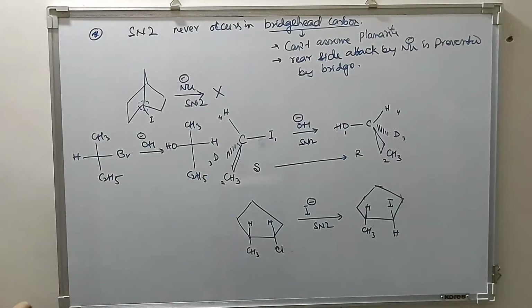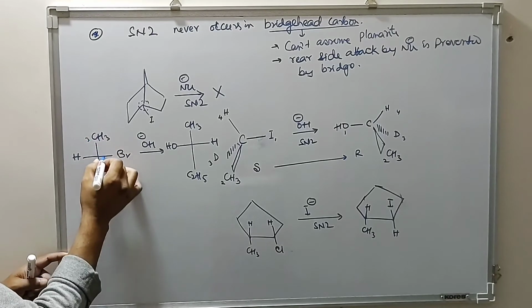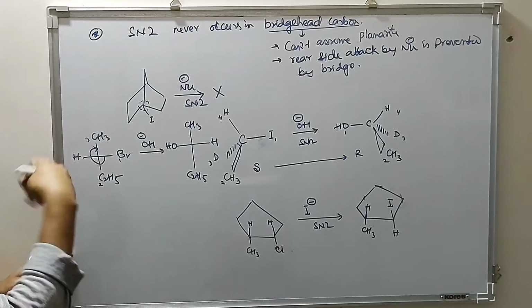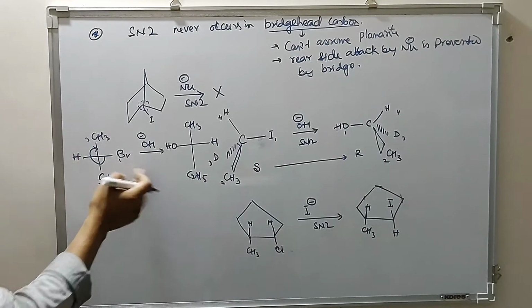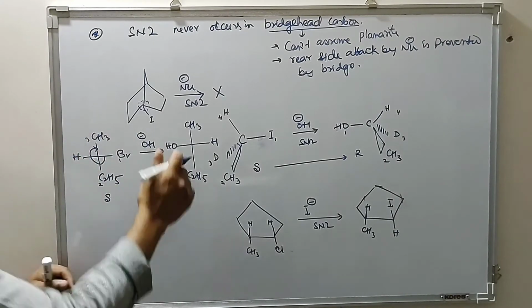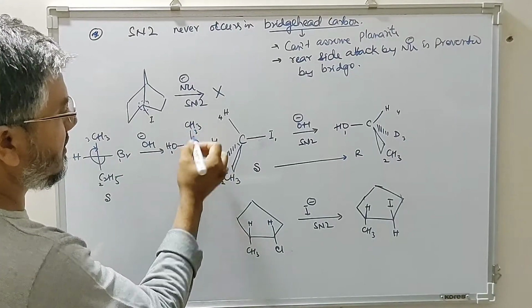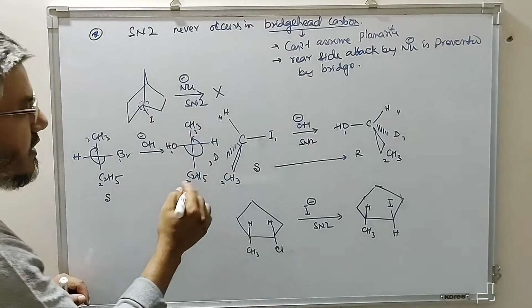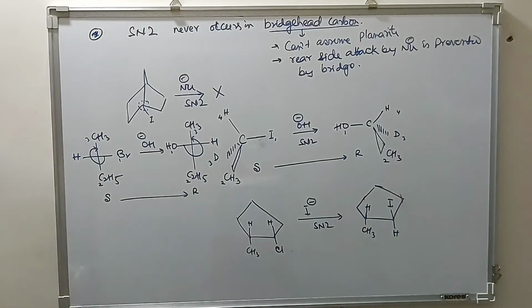Now let's see the configuration. Order 1, 2, 3. This is forming clockwise, but the least priority group is on the horizontal side, so this must be opposite. Observed is clockwise, so actual should be anti-clockwise. Look at this, 1, 2, 3: this is forming anti-clockwise, but the least priority group is on the horizontal portion, so this must be reversed. So we get this R. So S is converted into R, that is the Walden inversion product.